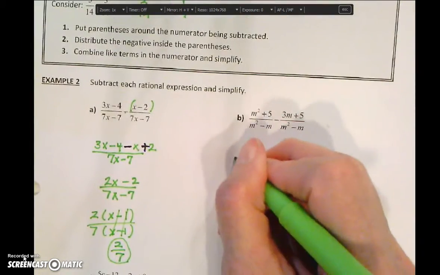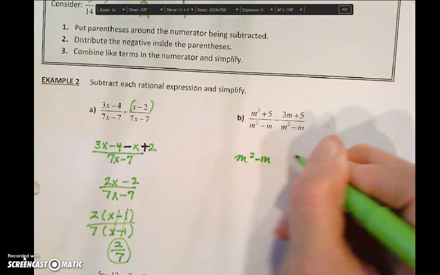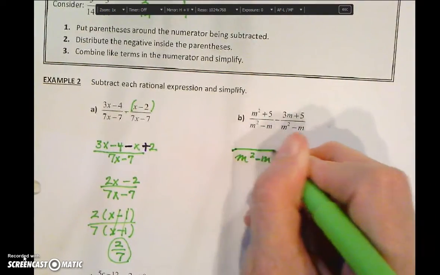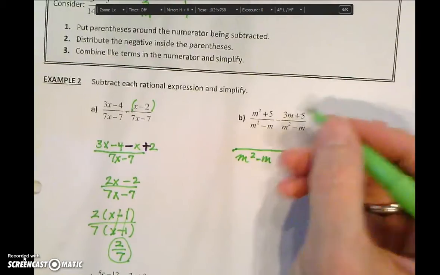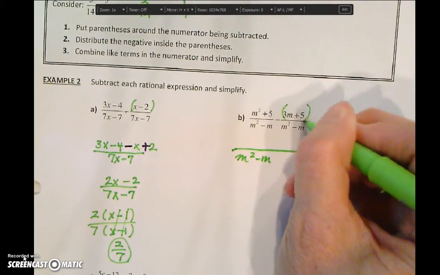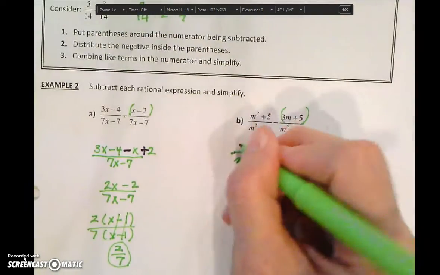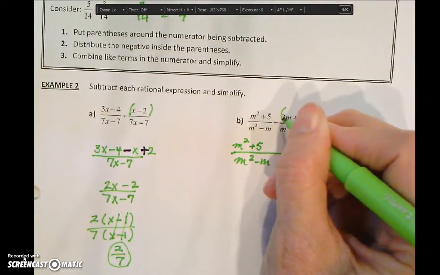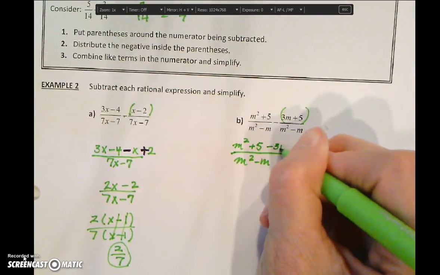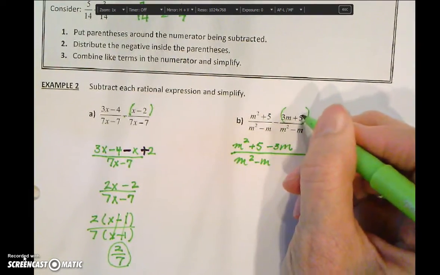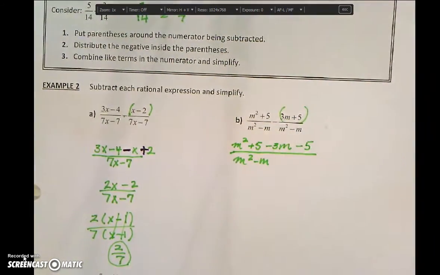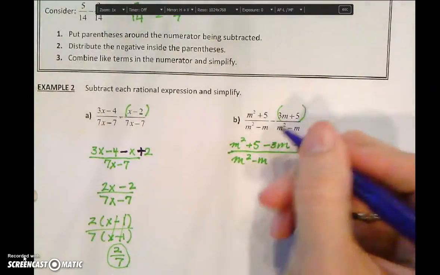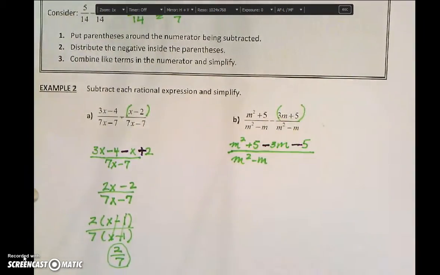Example B. Again, I have m squared minus m for my denominator, so I'm going to combine them. I have the minus, so I'm going to put my parentheses here, and when I write this down, I'm going to put m squared plus 5. I have a minus 3m distributing through, and a minus 5. So again, you want to watch out for the signs.